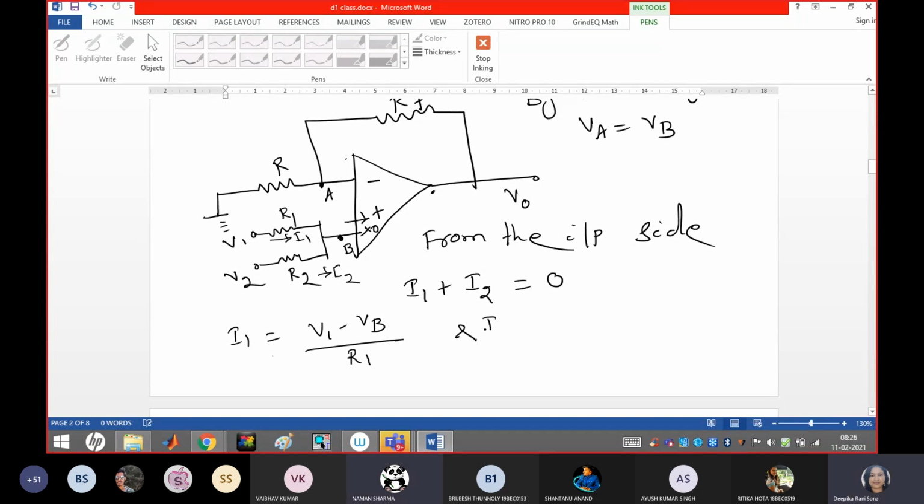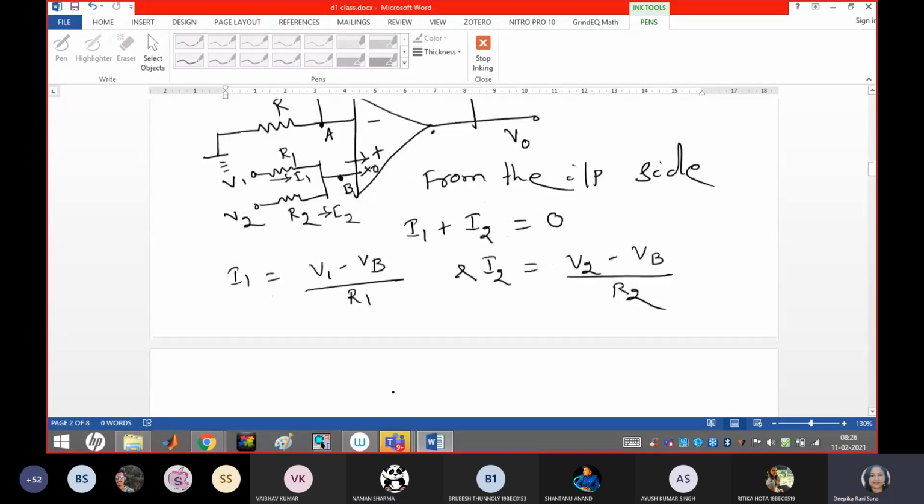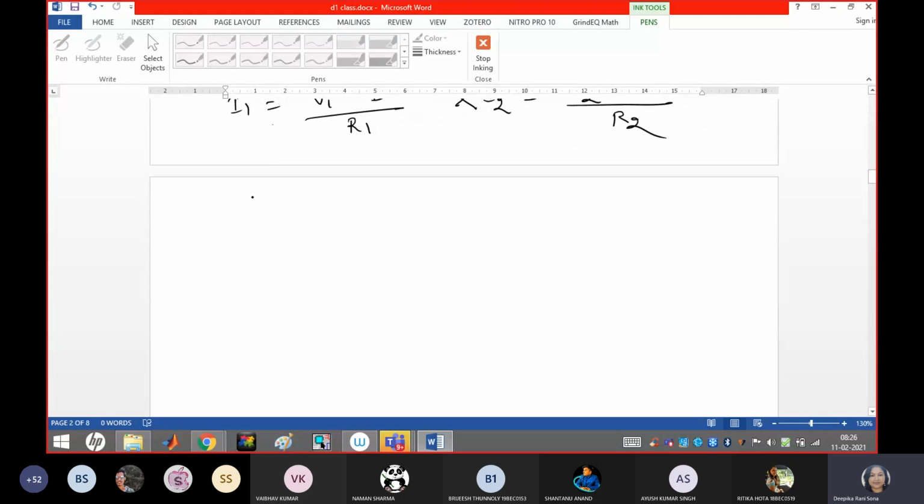And what is I2? V2 minus VB by R2. Yes, VB is common here, right? Yes, ma'am. Guys, solve this and tell me the final equation of VB. I am waiting for your response. Do it from your side and tell me finally. I'll just write the final arrangement only. After this, you solve and tell me the equation for VB.